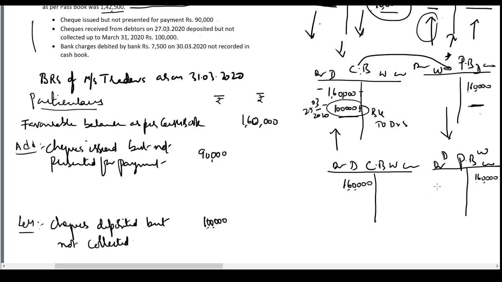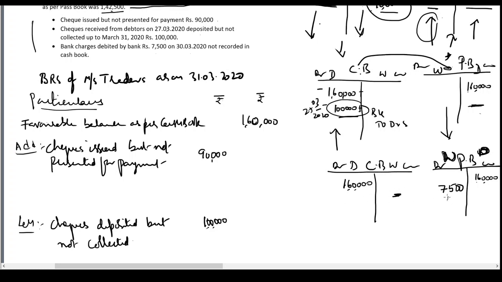Bank charges debited by the bank. It's a withdrawal for us. Sorry, I think I have written wrong. Withdrawals on the debit side, deposits on the credit side. So we have to record it on the withdrawal side. 7,500 is withdrawn. It is bank charges debited by the bank. So bank is going to withdraw this amount from your passbook. It is not yet recorded in the cash book. There is no withdrawal recorded in the cash book because we are not aware of it. On 30th March they have charged some bank charges. We are not aware, so we have not passed the entry.